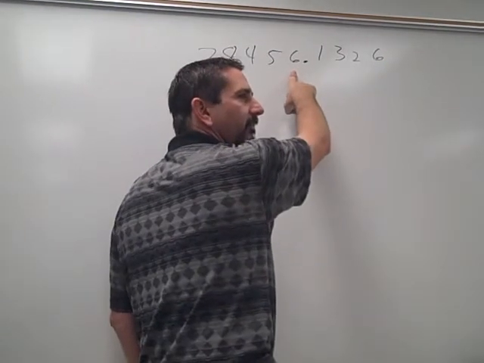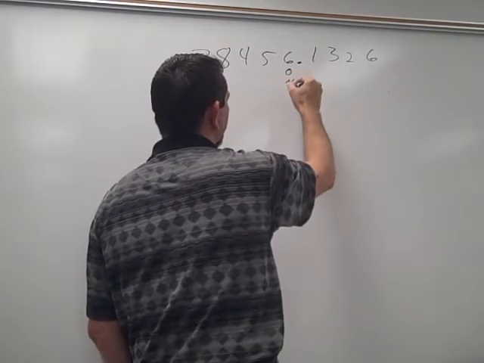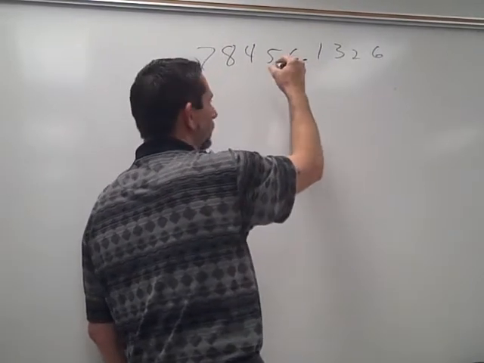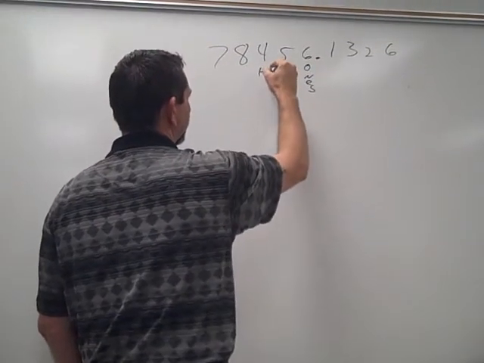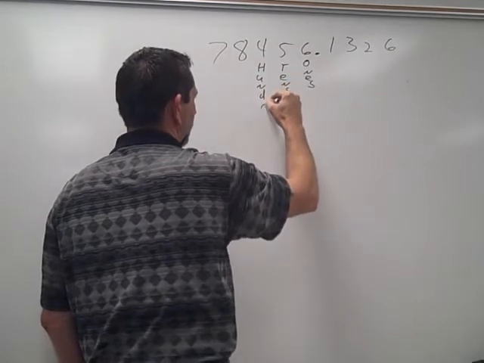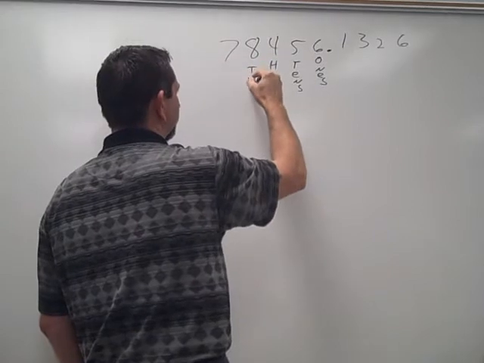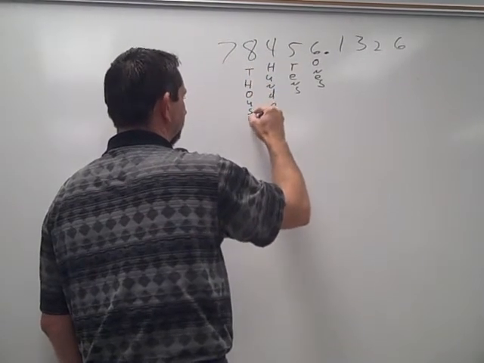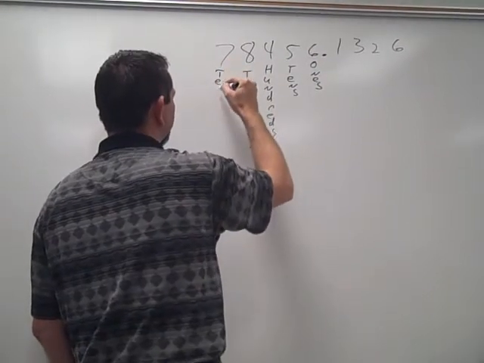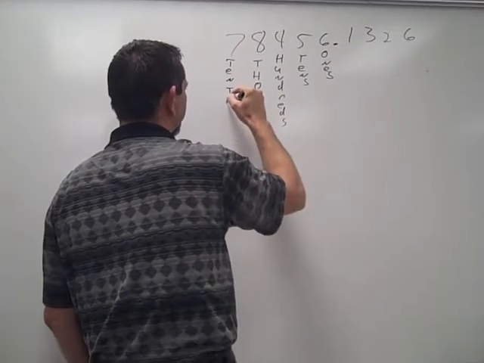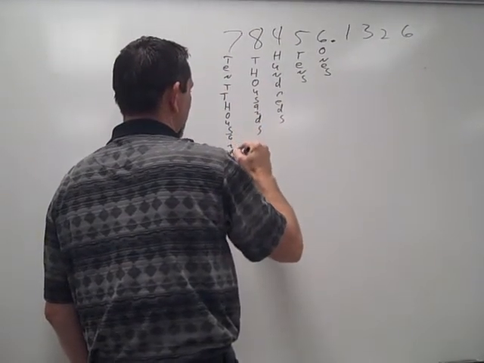What place value does this 6 have? It's the ones. The 5? Tens. 4? Hundreds. Yeah, you've heard this before, right? The 8? Thousands. The 7? 10,000s. Okay. Oops. Okay, can't spell. That's all right.